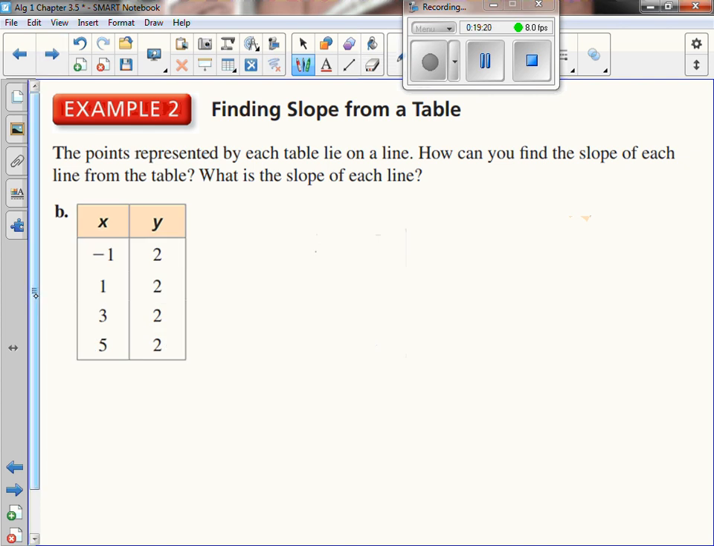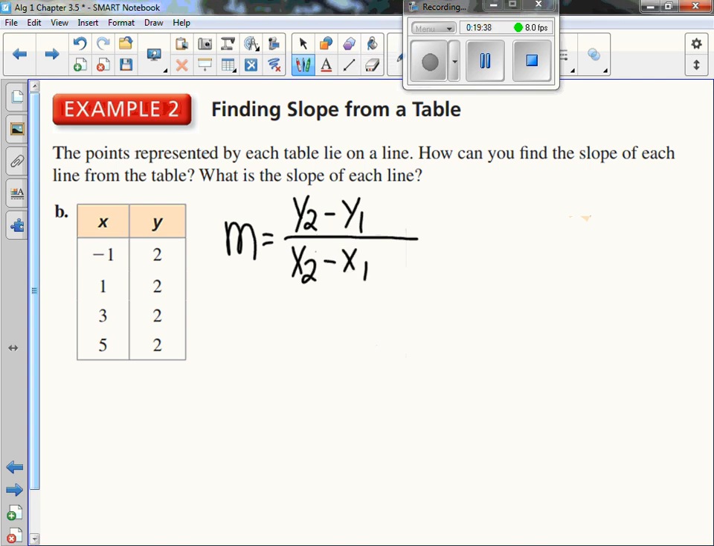Let's look at another one. So how can we find the slope? Well, we can find it by using the slope formula from this table. y2 minus y1 over x2 minus x1. I'm going to just label those 1, 2, 3, 4 so we can see which points we want to use. The first set of points, second, third, or fourth set of points. Doesn't matter which, we just got to pick 2.